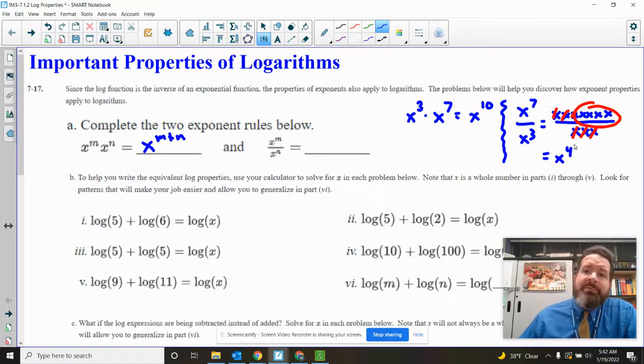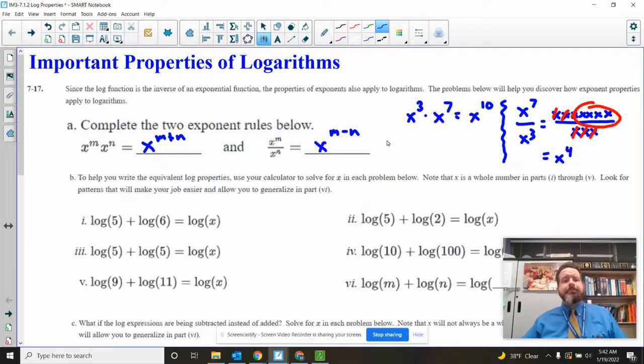So the question then becomes, what's a quick and easy way to take the 7 and the 3 and get a 4? I hope I can convince you that it's just a subtraction this time. Top exponent minus bottom exponent. So we can see that when you multiply expressions of the same base, exponents are added. When you divide expressions with the same base, exponents are subtracted.